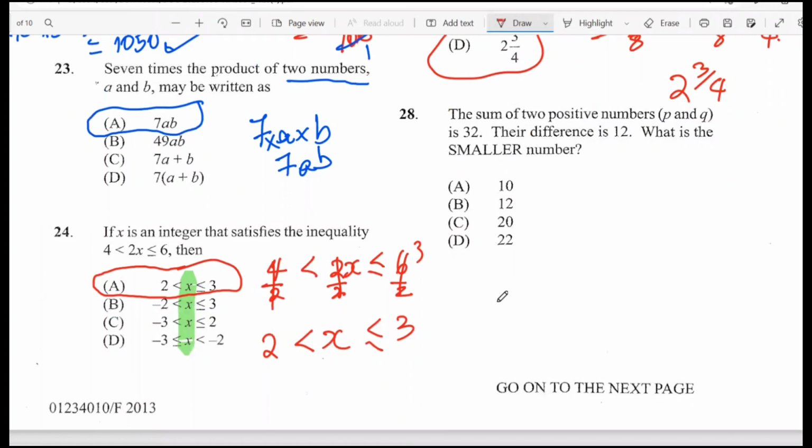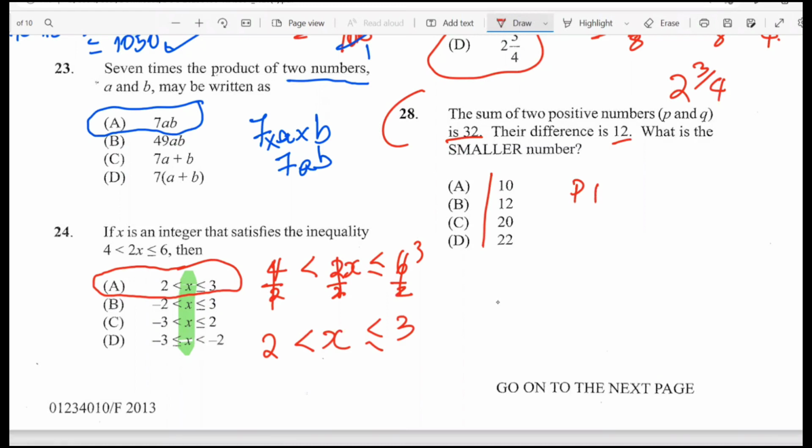All right, so here we go again. The sum of two positive integers, P and Q, is 32. The difference is 12. What is the smaller? Well, we could set up a system. You could try numbers, fine. You could even try these, but you could just set up a system. They did say the sum of P and Q.